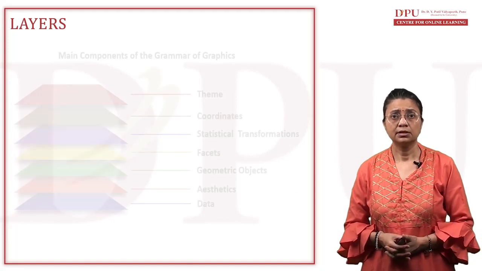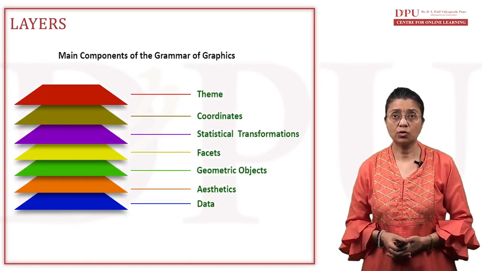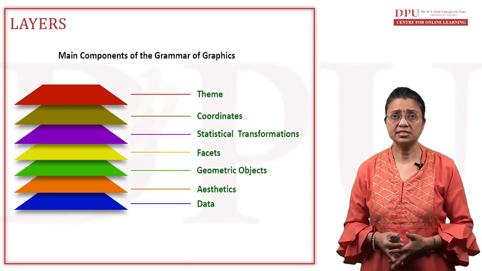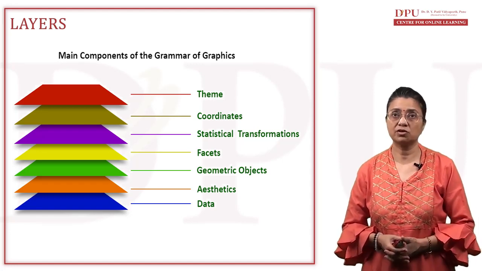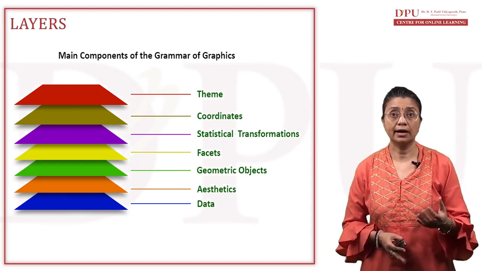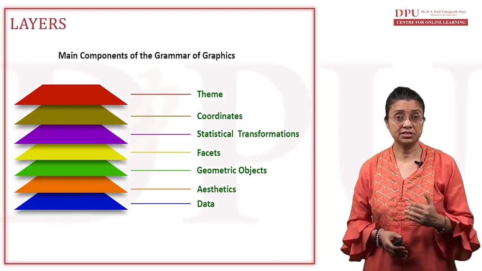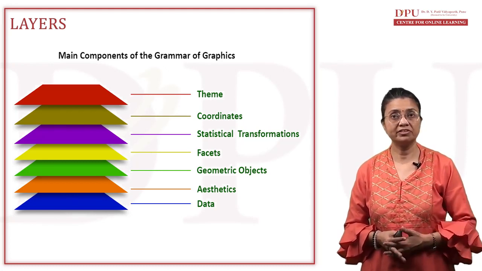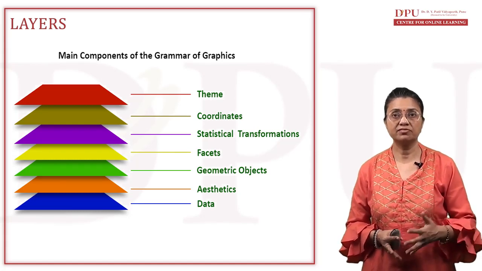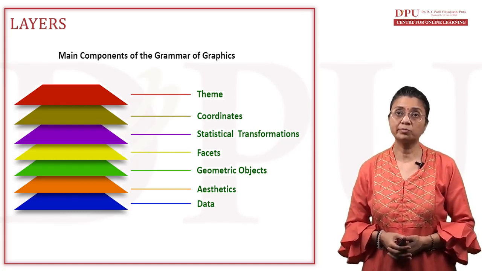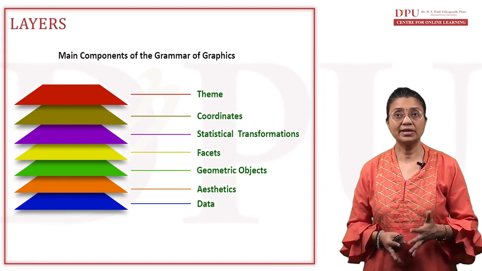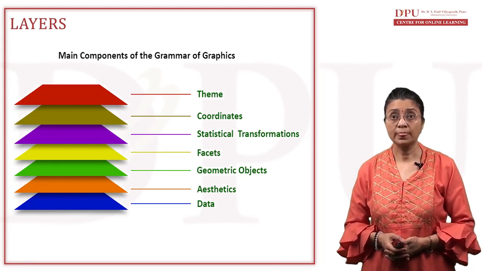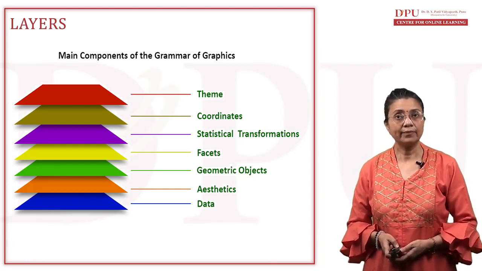Let's have the pictorial representation of all the 7 layers. We can see over here the main components of the grammar of graphics. We have the data. First, the blue line represents the data. Over the data, we have the aesthetics. Then we have the geometric objects, followed by facets. Above that, statistical transformation, then coordinates, and then theme.